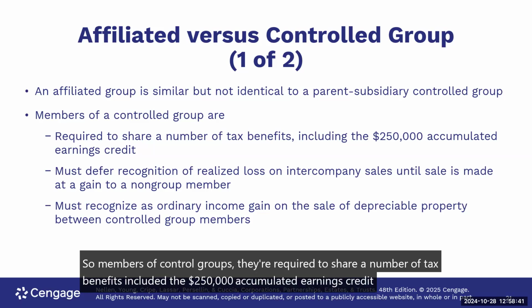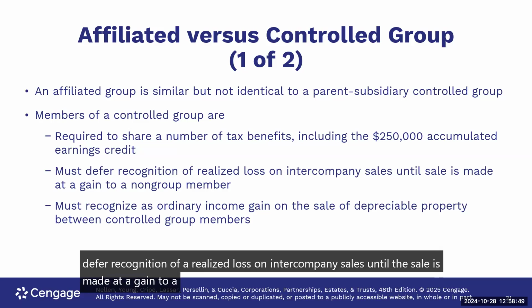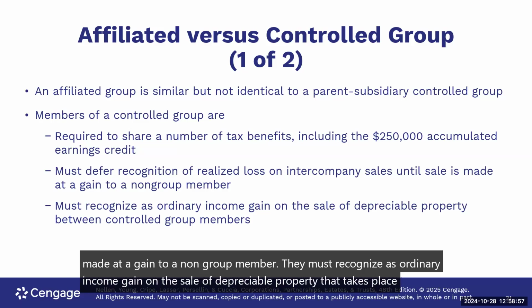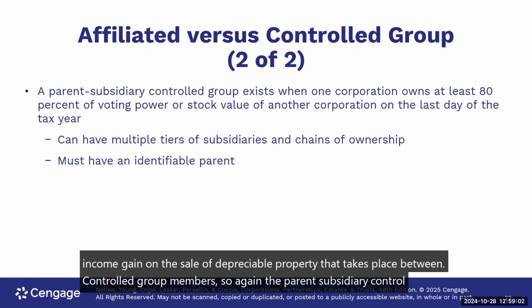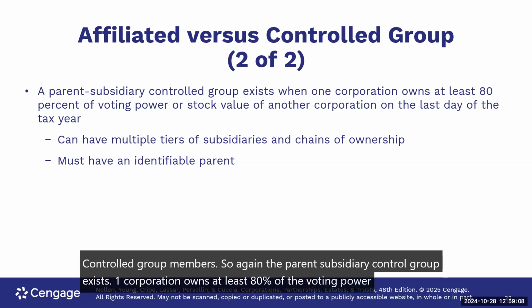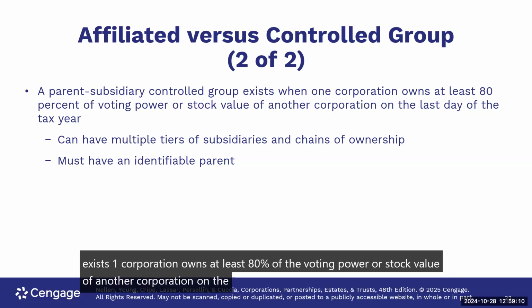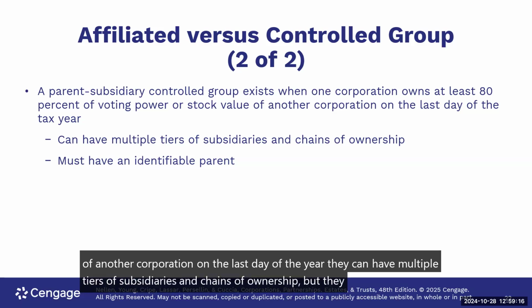They must defer recognition of a realized loss on intercompany sales until the sale is made at a gain to a non-group member. They must recognize as ordinary income gain on the sale of depreciable property that takes place between controlled group members. So again, the parent-subsidiary control group exists when one corporation owns at least 80% of the voting power or stock value of another corporation on the last day of the year. They can have multiple tiers of subsidiaries and chains of ownership, but they must have an identifiable parent.